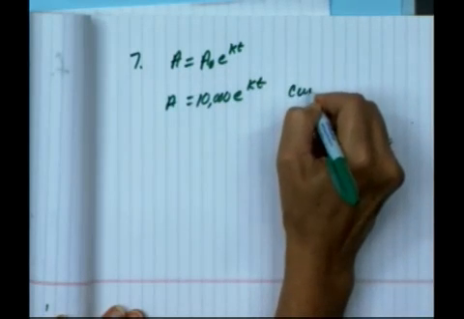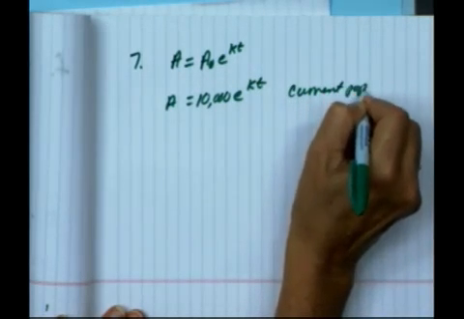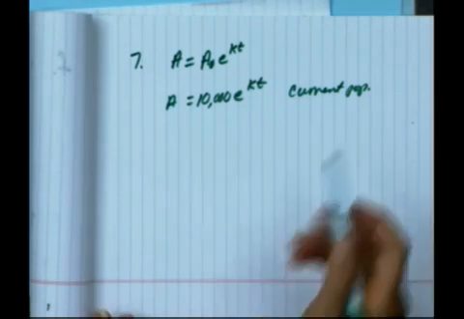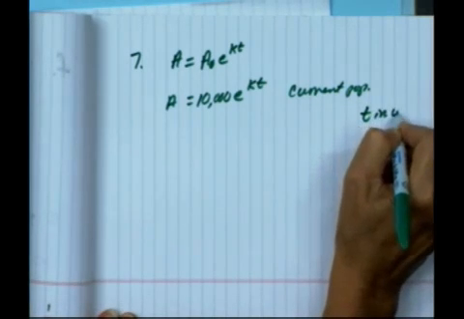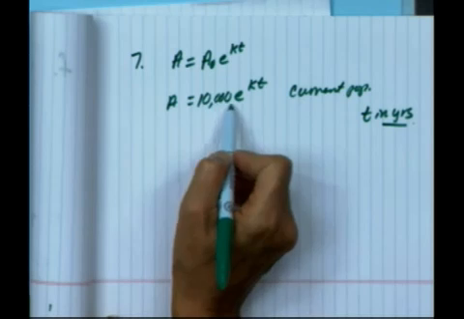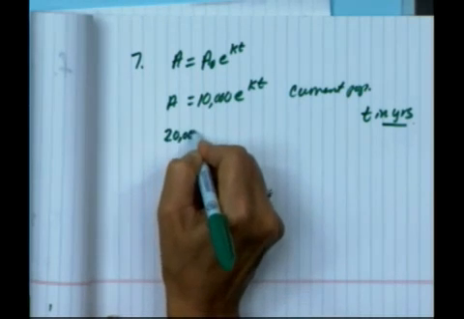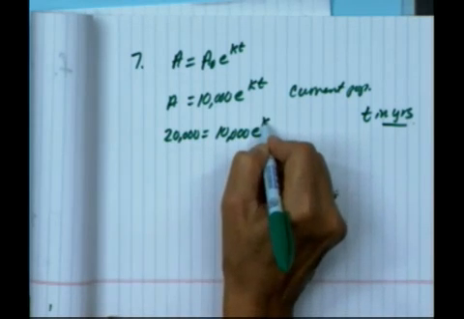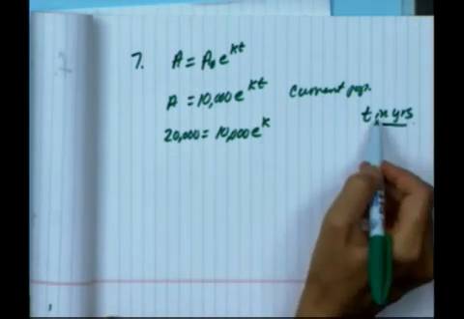Okay, current population is 10,000. Okay, we're going to put t in years. Okay, the population doubles in 18 months. So if it's going to double, you're going to have 20,000. And what is t when it doubled, if t is in terms of years?